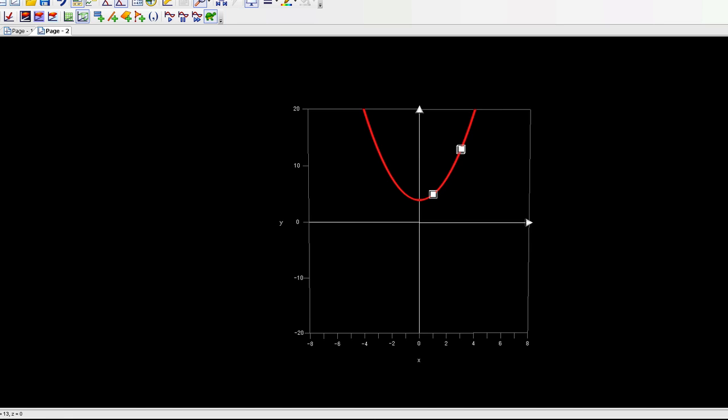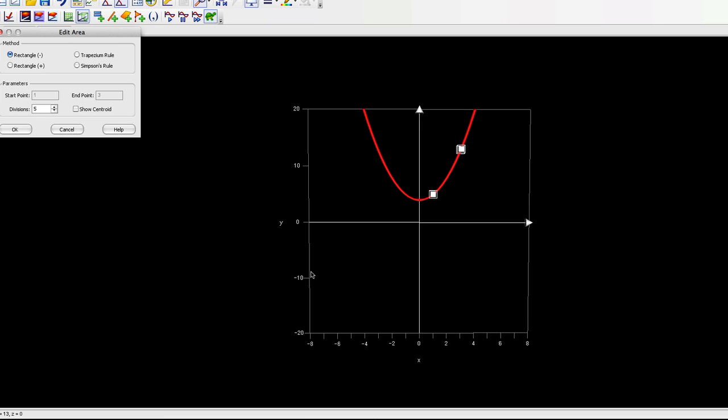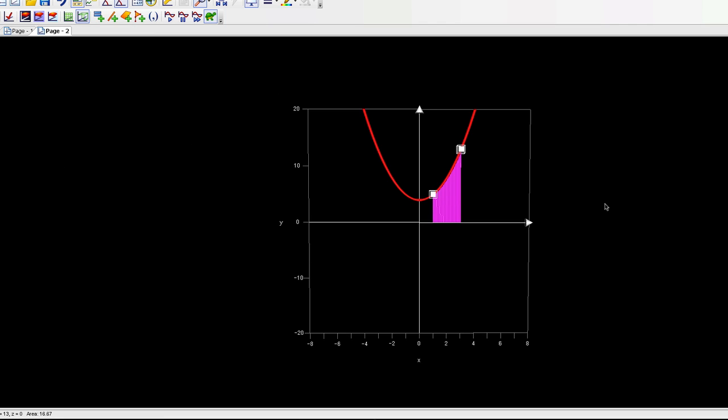I'm going to highlight those 2 points and find the area between them. Now I'm going to use the trapezium rule, it doesn't matter which rule, and I'm going to divide it up, let's say 20 times, so it's nice and accurate. And there is my area under the curve, or an approximation for the area under the curve. Now I'm going to highlight that area and tell the computer to sweep it round 2 pi or 360 degrees about the x-axis.